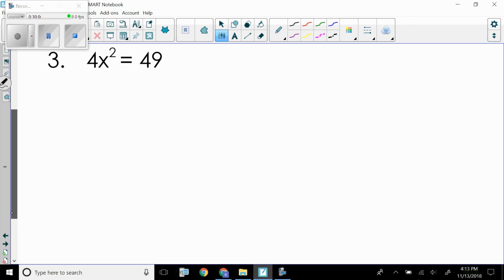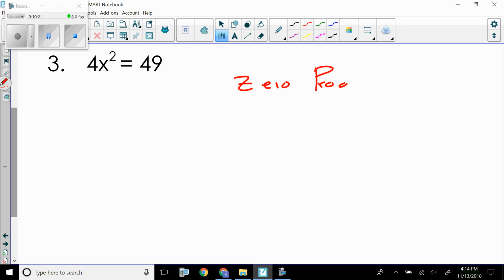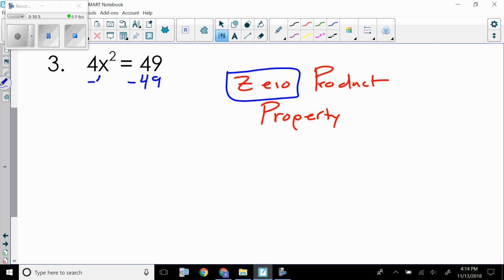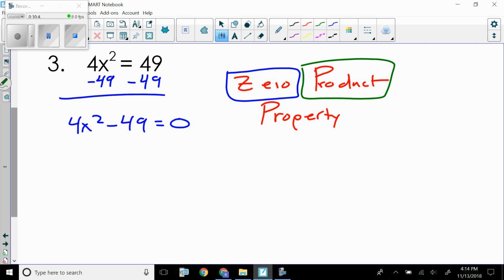Here I have my example 3. I would pause the video here and try this one out on your own. All right, now that you've had a chance to try that one out, I again would love to use the zero product property, which means I need a 0. So I have to subtract 49. That's 4x squared minus 49 equals 0. And I need a property. Or I'm sorry, a 0. Now I need a product.